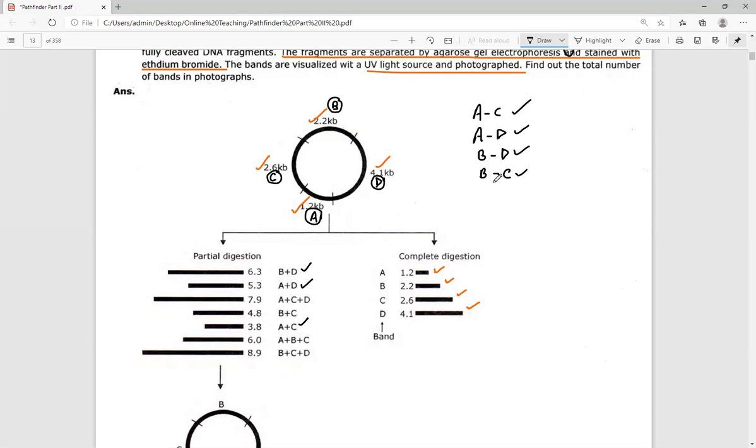Now, what about the triplets? How can you make the triplets? Okay. A can combine with D and B. So it could be A, D, and B, A, D, and B combining together. Okay. So that would be A, D plus B. A, B, and D. A, D, and B.